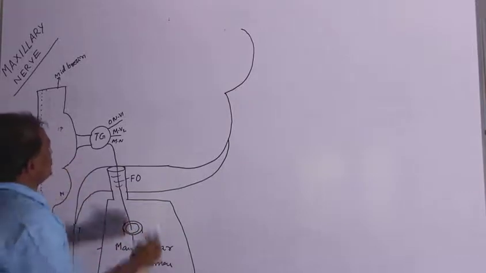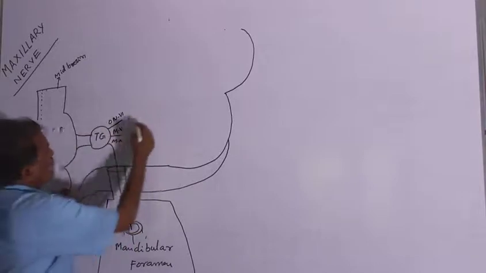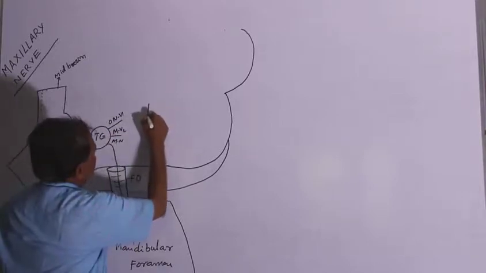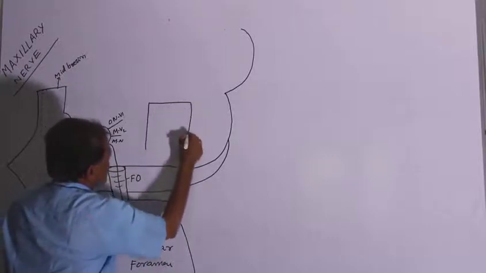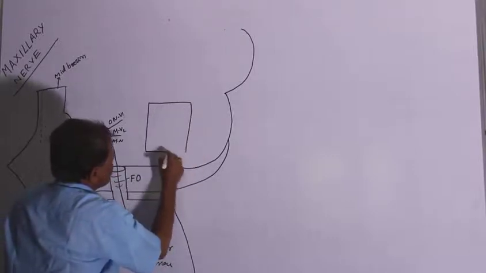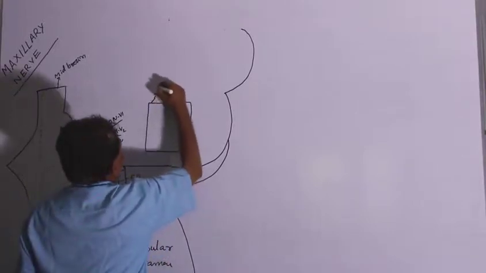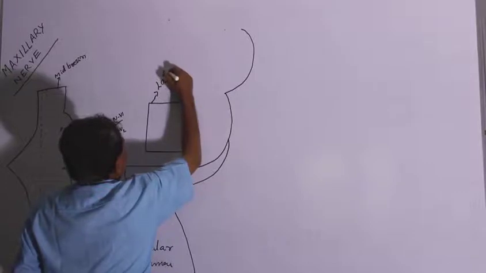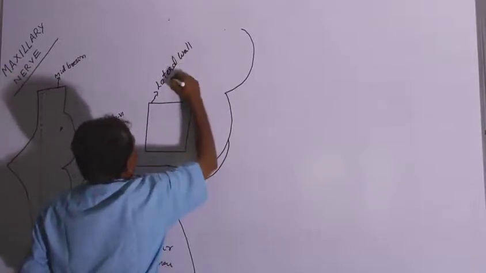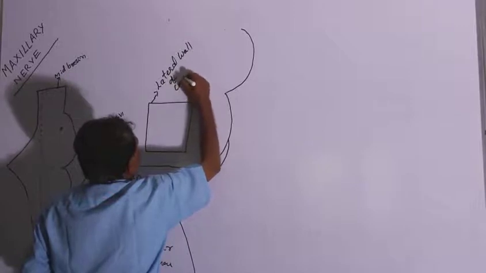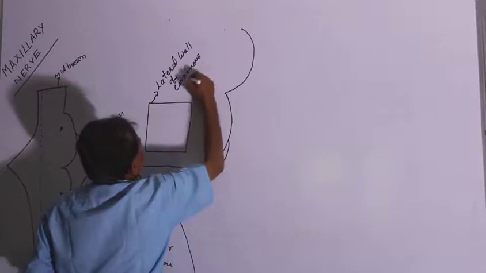Next, concerning this maxillary nerve, at this region there is the cavernous sinus. This one is the cavernous sinus, the lateral wall of the cavernous sinus.